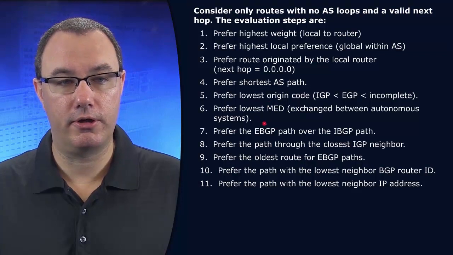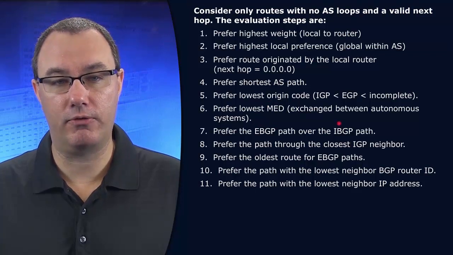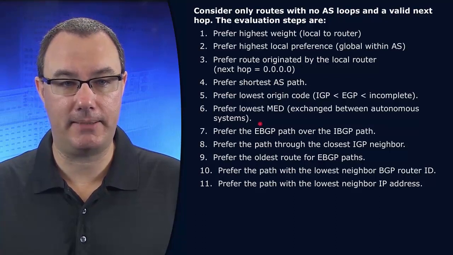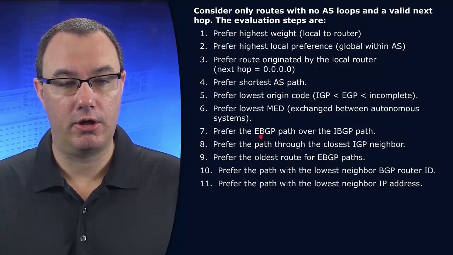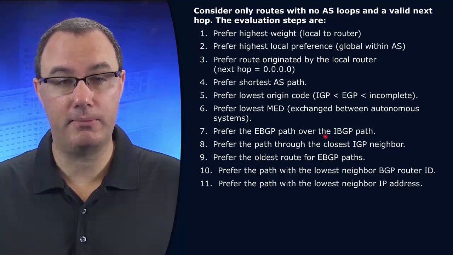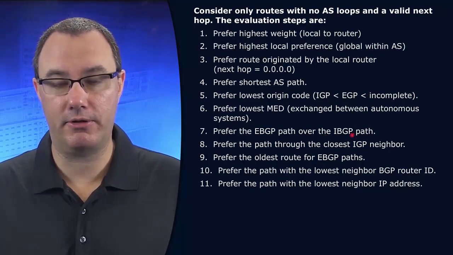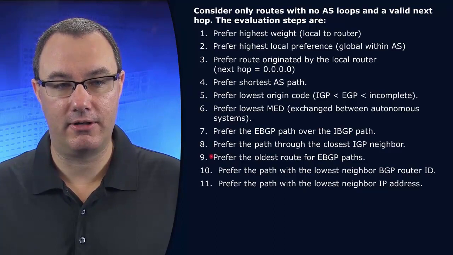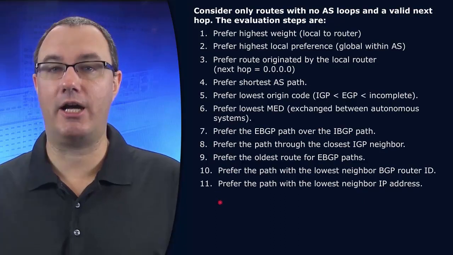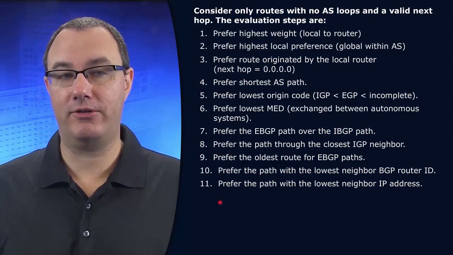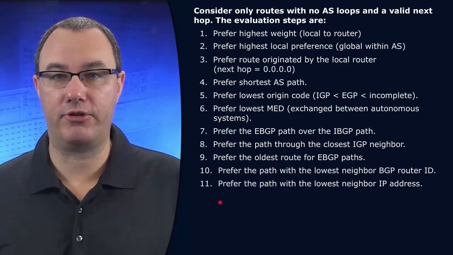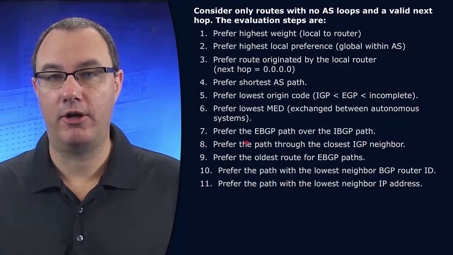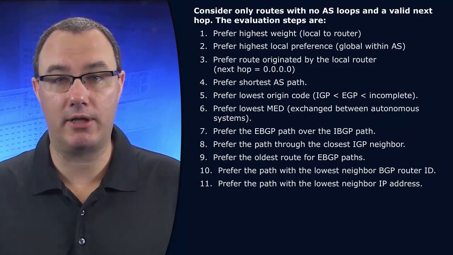Then prefer the eBGP path over iBGP. This is a protocol that is built for eBGP. Prefer the path through the closest neighbor from your IGP's perspective. And you can start to see 8, 9, 10, and 11 are kind of the tiebreakers. These are the things where it's just going to choose something for us, and it's deterministic, but it's not the sort of thing that we would be reliant on.